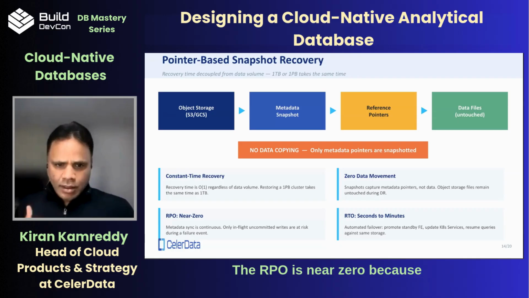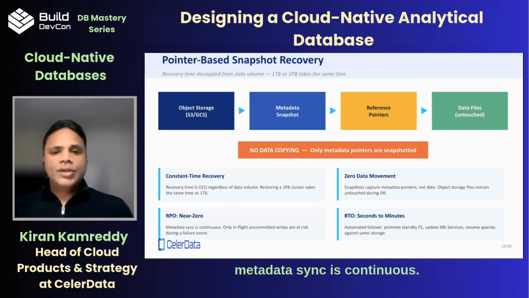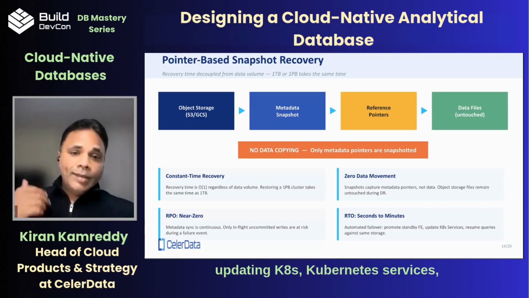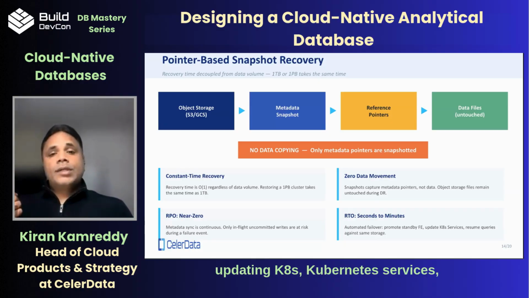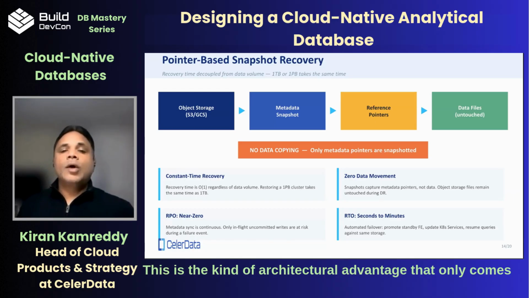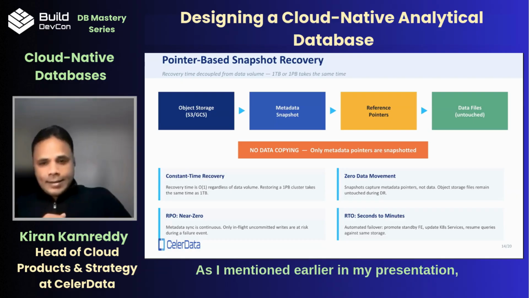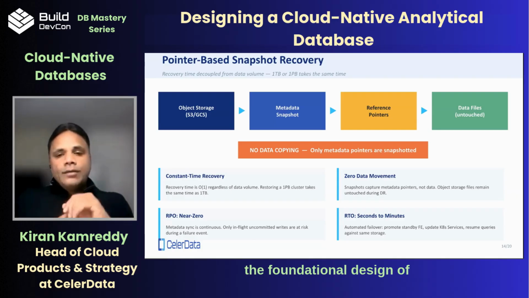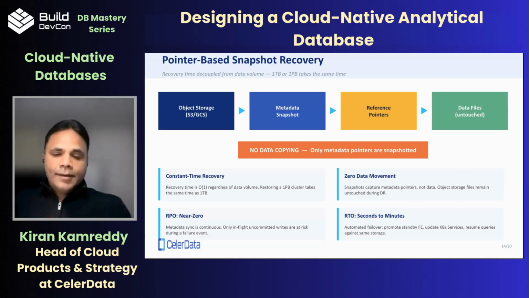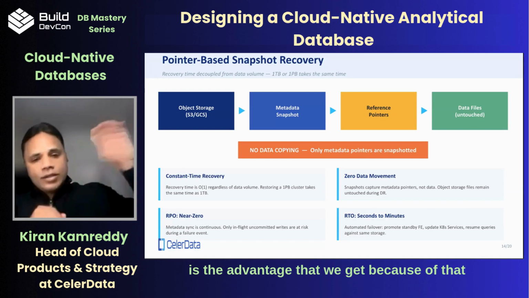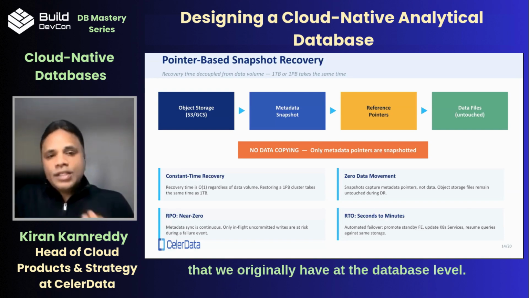The RPO is near zero because metadata sync is continuous. RTO is seconds to minutes because failover is automated: promoting the standby FE, updating Kubernetes services, and resuming queries against the same storage. This is the kind of architectural advantage that only comes from designing, as I mentioned earlier in my presentation, the foundational design of separating compute and storage. This is the advantage that we get because of that foundational architecture that we originally have at the database level.